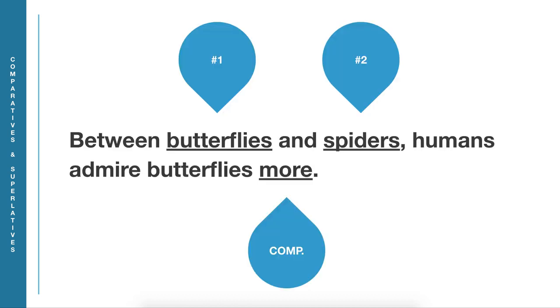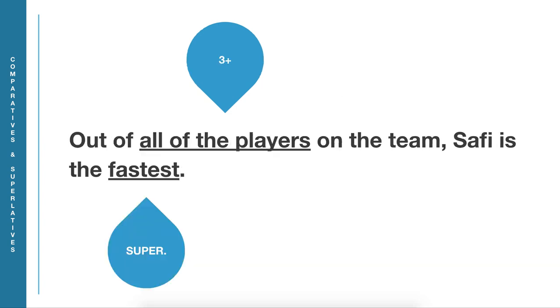Here's our first one. Between butterflies and spiders, humans admire butterflies more. Now, in this sentence, we are comparing two items, butterflies and spiders. Because we are only comparing two items, we have to use the comparative word, which in this case is more. We wouldn't say most at the end. If we said most at the end, this sentence would then become grammatically incorrect. Therefore, we have to use the word more. That's our comparative.